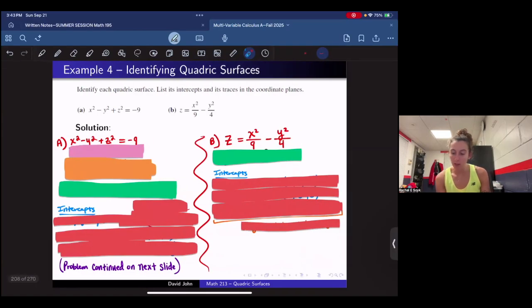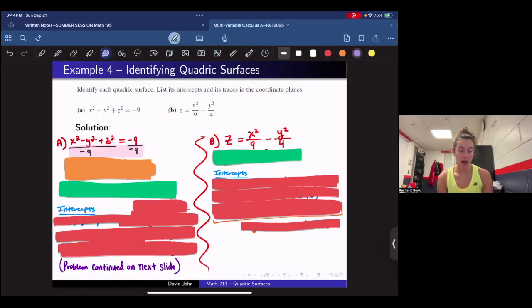And then finally, we arrive at our example 4. And so we want to first identify these quadric surfaces, find the intercepts, and then on the next slide, we're going to find the traces for both of these quadric surfaces. So let's get it into a familiar form. Let's divide both sides by -9 first in part A.